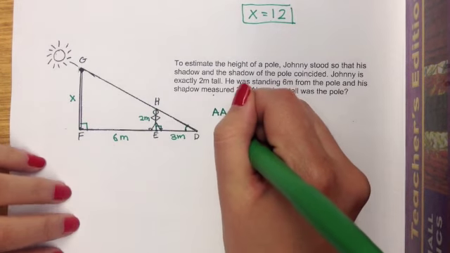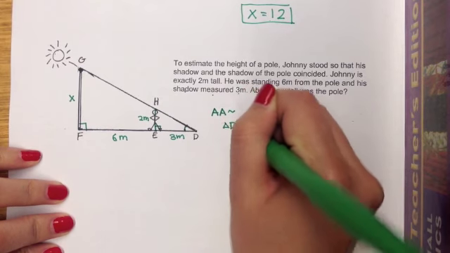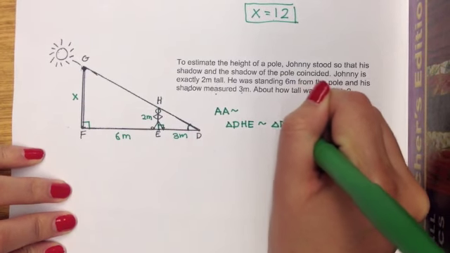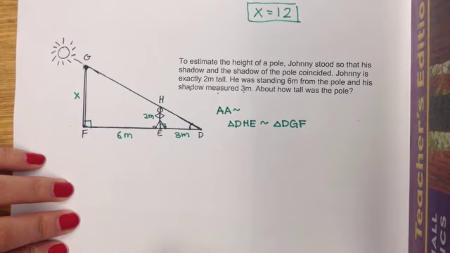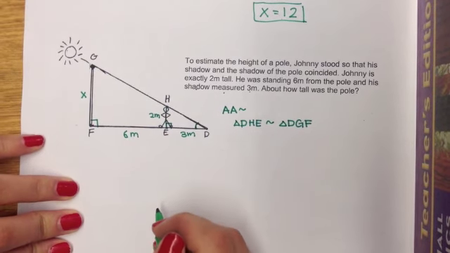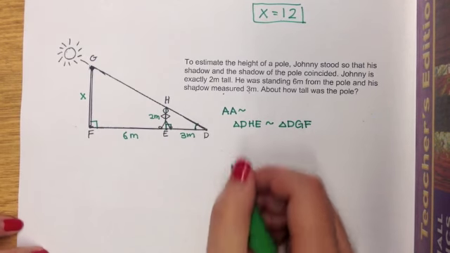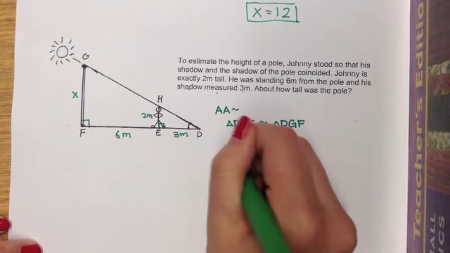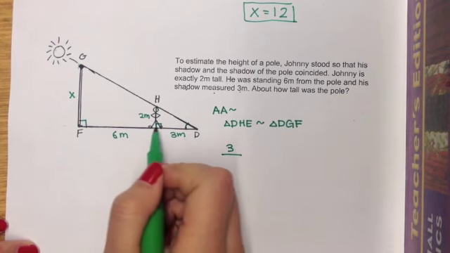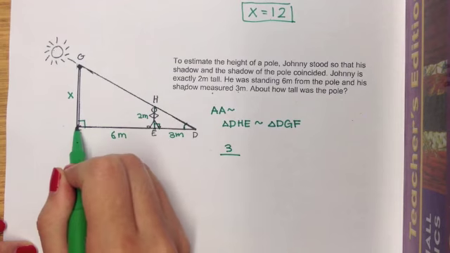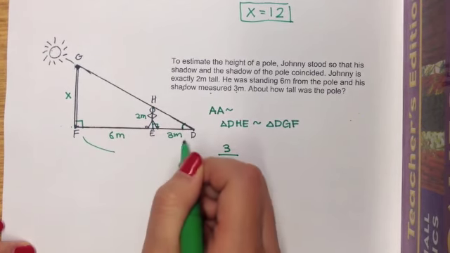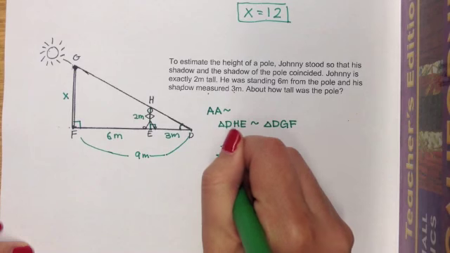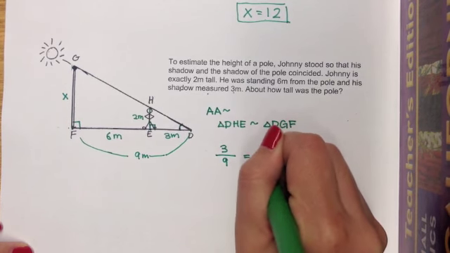Okay, so I'm going to write down triangle DHE is similar to triangle DGF. Alright, now let's solve for x using proportion. So we can say that side ED, which is 3, corresponds to side FD, which would add up to 9 meters. So 3 over 9 is equal to 1/3.